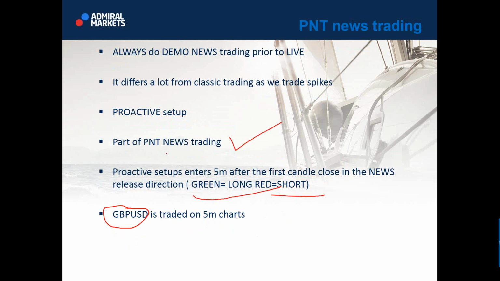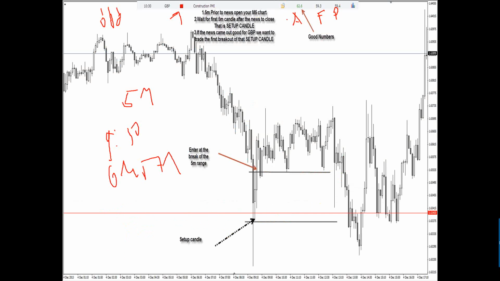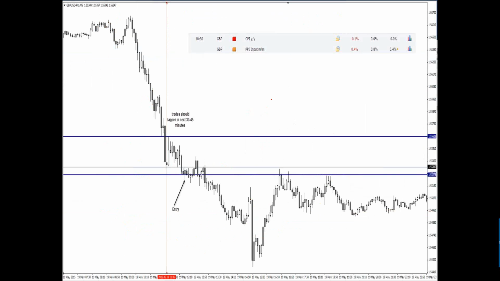What did I say? 5 minutes after the first candle closed in the news direction. So this is bullish, right? So this is news, this is setup candle, okay? And the candle was closed here. So this is bullish. You need to wait 2 pips after the break of setup candle. And here you go. Good profits.